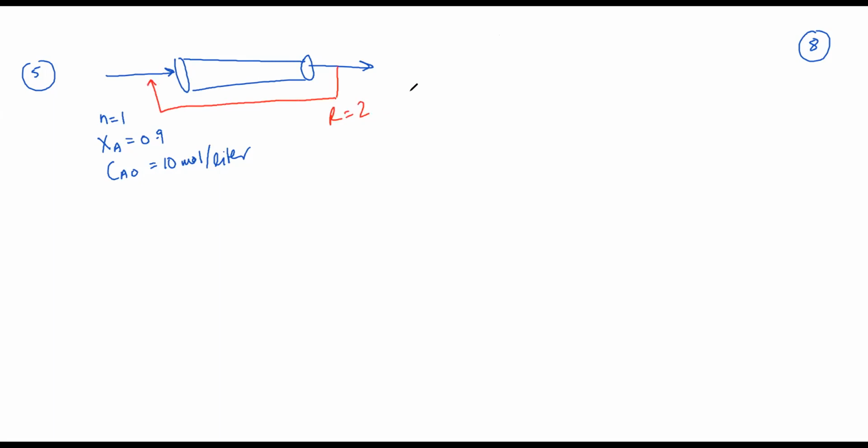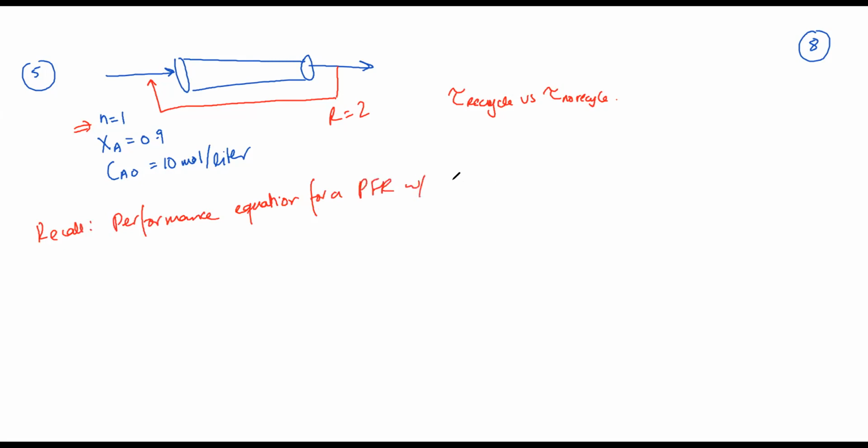I need to compare basically the tau of the recycle versus tau of the no recycle. Okay. So again, it's a first order reaction. So if you recall, the performance equation for a PFR with recycle, and this is in your slides. Performance equation is this.